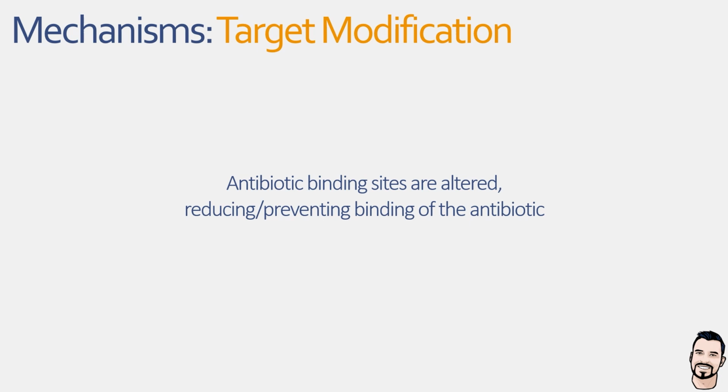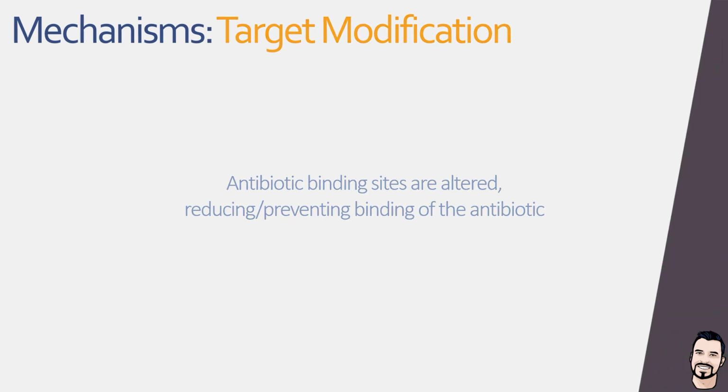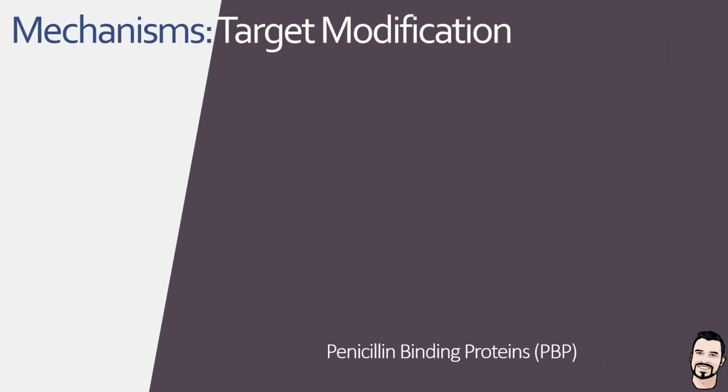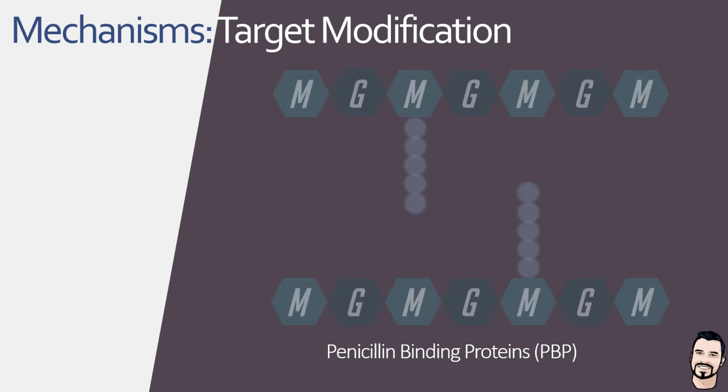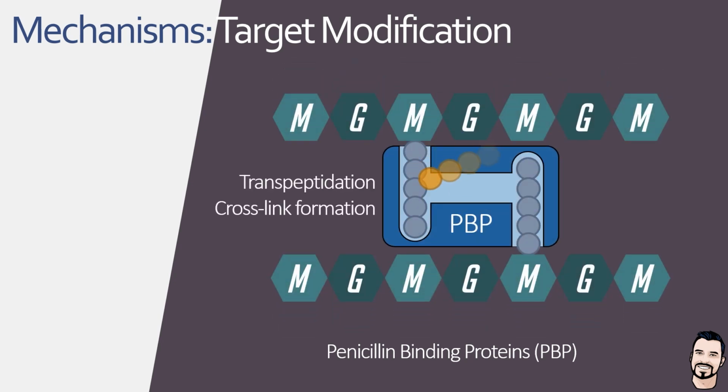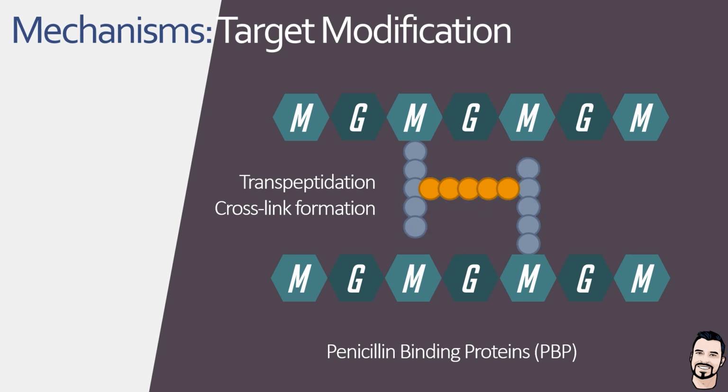And so when we talk about target modification, this can be via a number of different mechanisms, but the principles are the same. Now, a good example of target modification is the alteration of penicillin binding proteins in organisms such as methicillin-resistant Staphylococcus aureus, or MRSA. Now, despite their name, penicillin binding proteins carry out transpeptidation reactions, forming cross-links between 2 strands of peptidoglycan, an essential step that increases structural integrity of the cell wall.